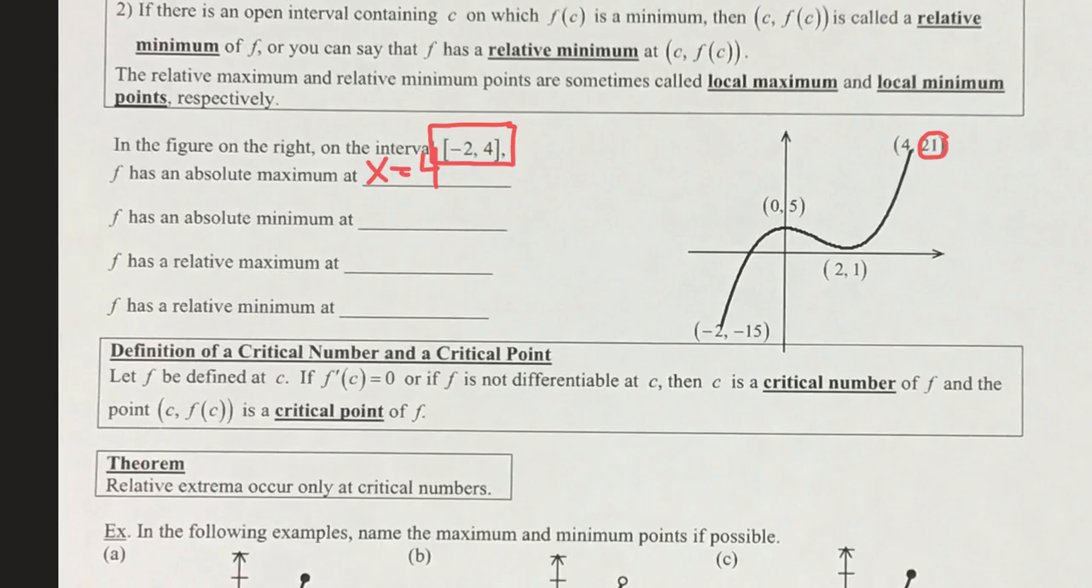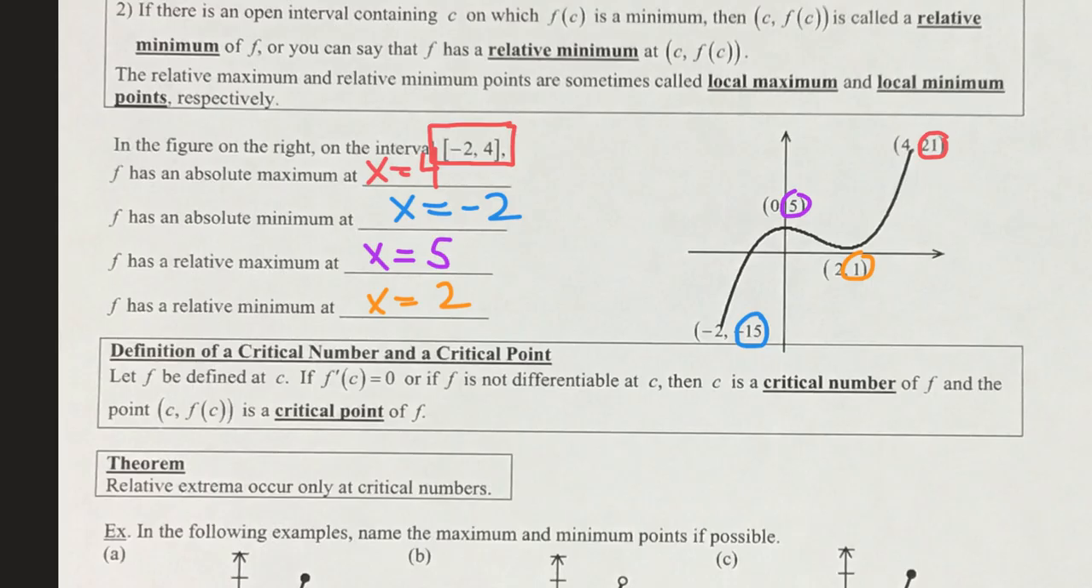Okay, f has an absolute minimum at -2. So -15 is the smallest value, and that occurs at -2. It has a relative maximum at x equals 0. Our relative maximum is 5, the top of that little hump there. And the relative minimum is going to be at x equals 2, which has a relative minimum of 1. So that's what we're going to be doing, figuring out where these points are.